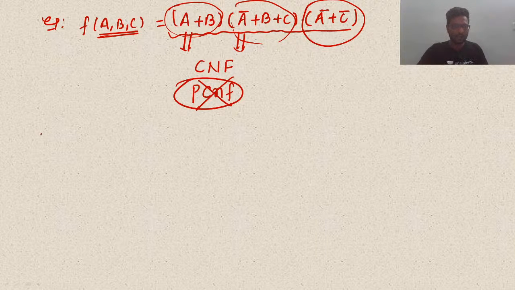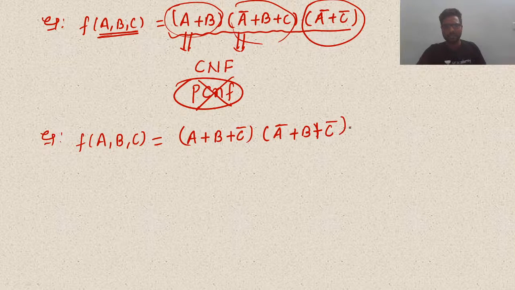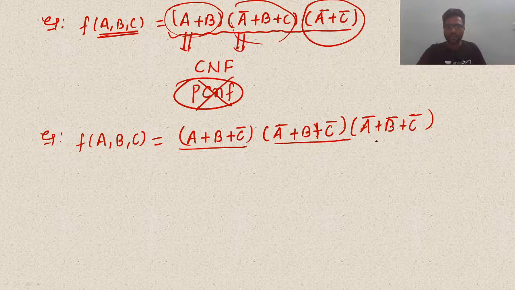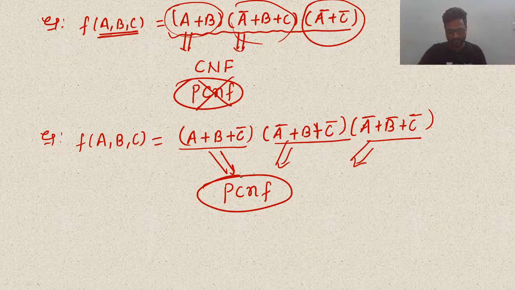So let us consider one more example. Let's say one Boolean function in ABC is given to you: a plus b plus c dash, then a dash plus b plus c dash, next a dash plus b dash plus c dash. Here every elementary sum term contains all the three variables, so we can say that this expression is in PCNF. Yes or no?